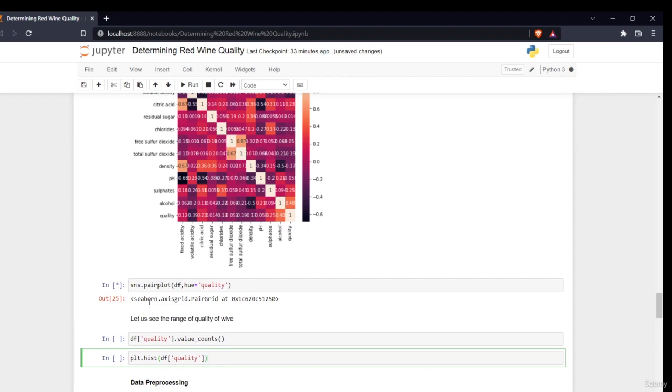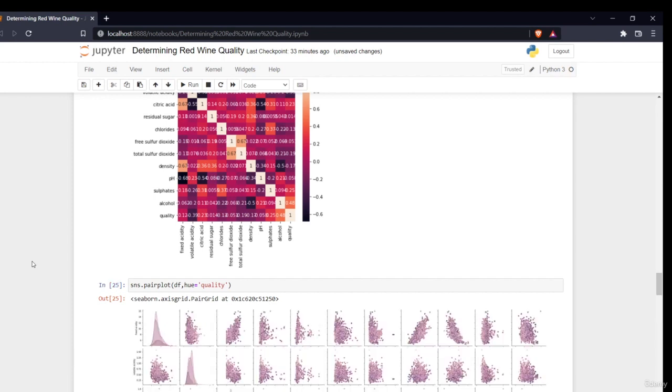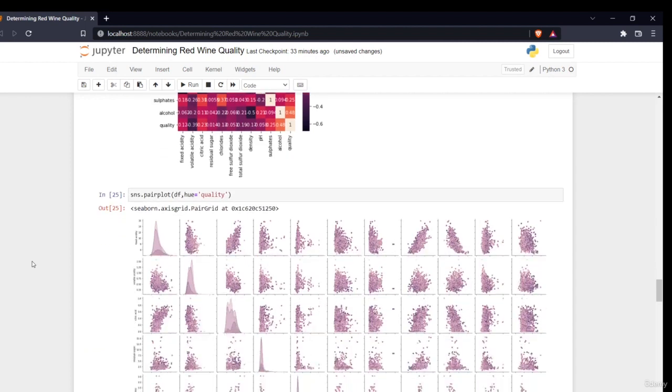The figure is being plotted, it should be done any minute now. The pair plot will show me the different distributions, so that's why it is taking a longer time. It also depends on your machine. Also, I'm doing this in Jupyter Notebook. You can also do this in Google Colab.